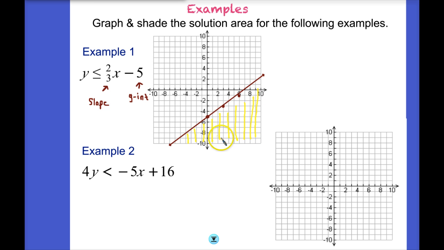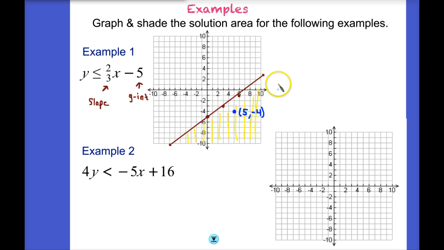Any point in this shaded area will be a solution to this inequality. So if I pick a point, let's randomly pick this point right here. You go over 5 and down 4, so the coordinates of this point are (5, -4). If I take this point and plug it in here, it will be a solution.